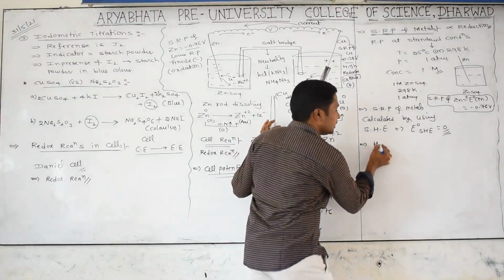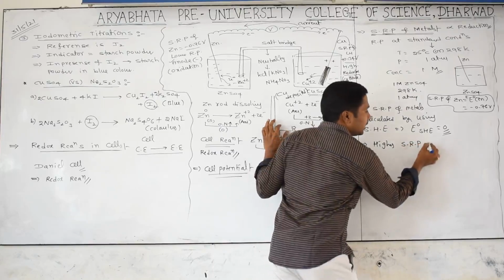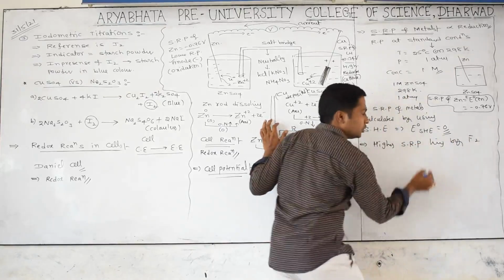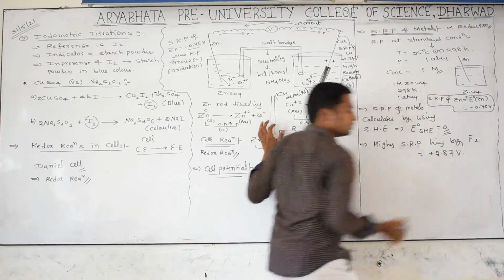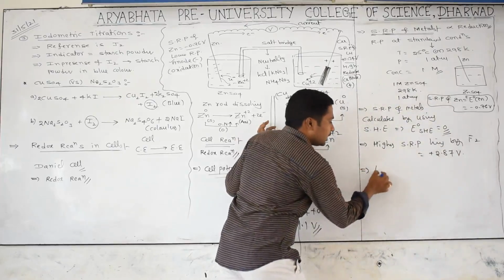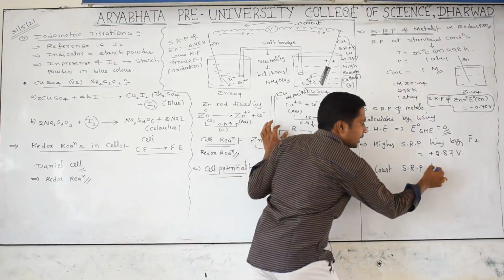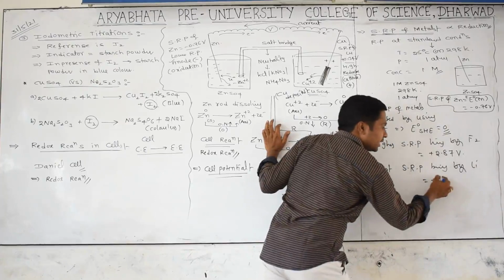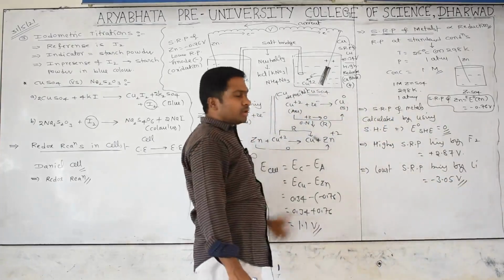Highest standard reduction potential is had by fluorine, F2. You know how much? Plus 2.87 volts. And you can see the lowest standard reduction potential is had by lithium, which is minus 3.05 volts. Okay, you know very well.